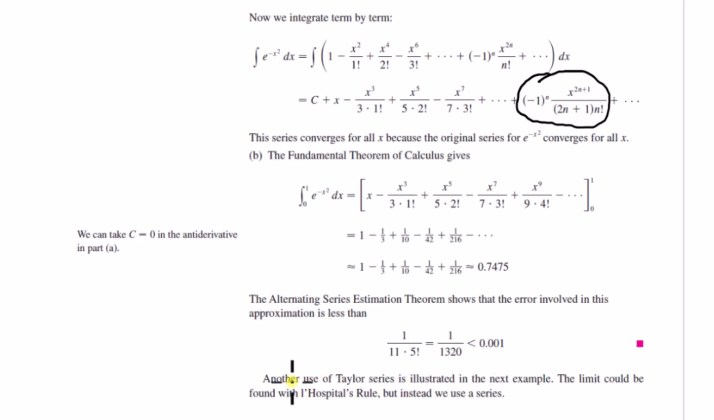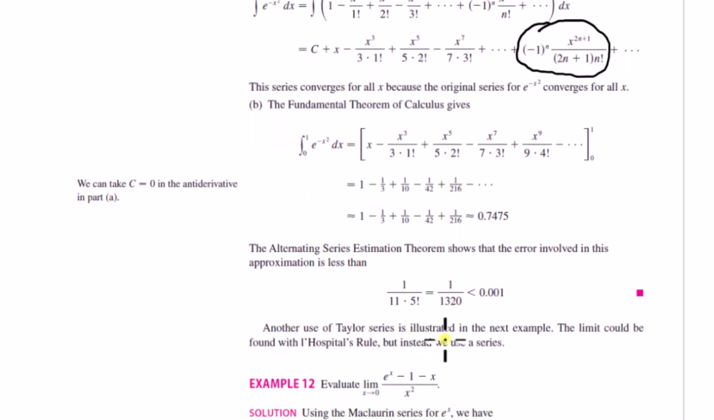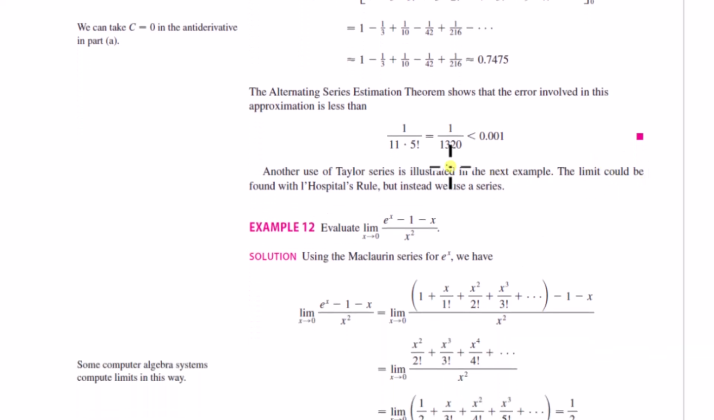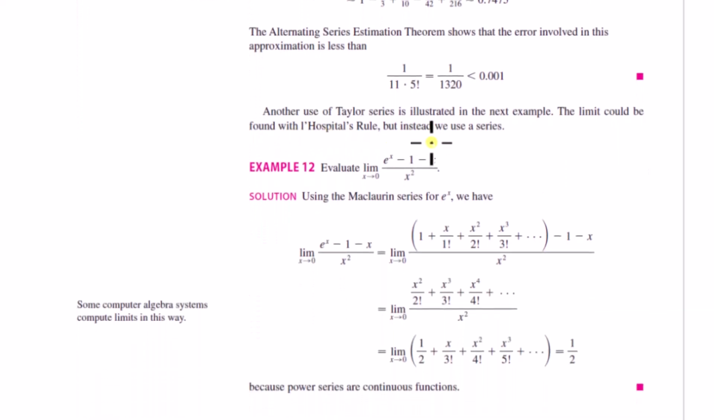Okay. Another use of the Taylor series is illustrated in the next example. The limit could be found with L'Hopital's rule, but instead we use a series. So they illustrate an example here of evaluating a limit using series, even though this could easily be done with L'Hopital's rule. They're just illustrating this as an application. So the Maclaurin series for e to the x, Maclaurin series because x is approaching 0. Here's the Maclaurin series for e to the x, written out with the first 4 terms.